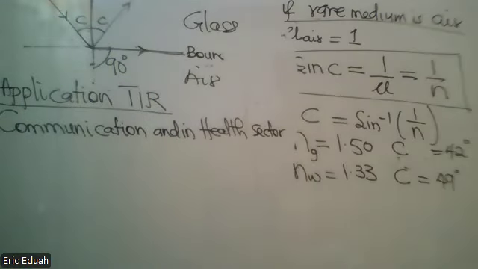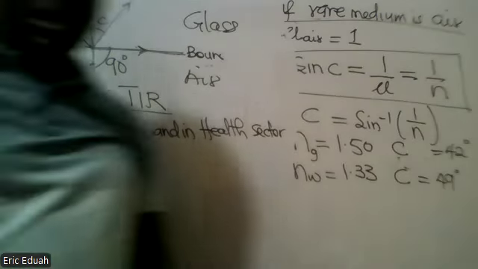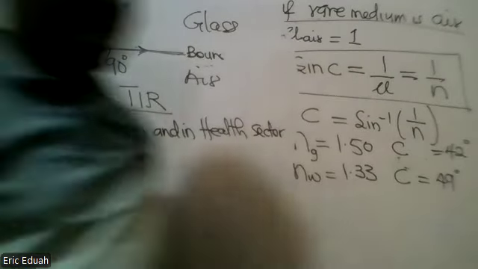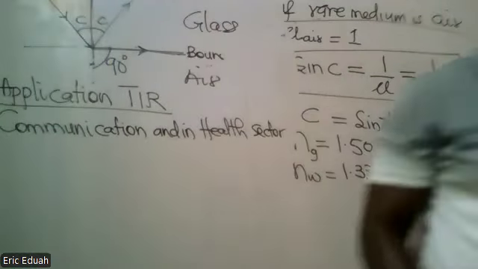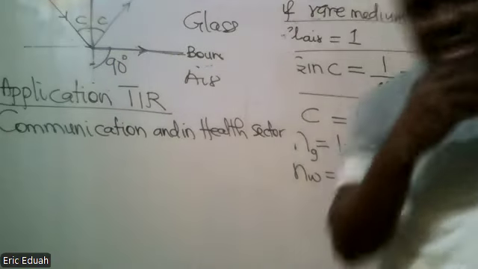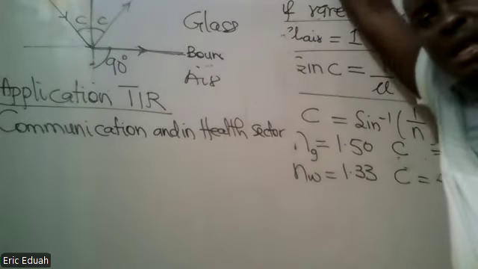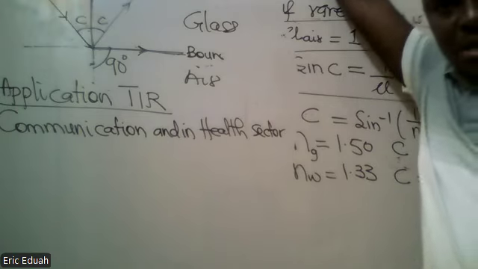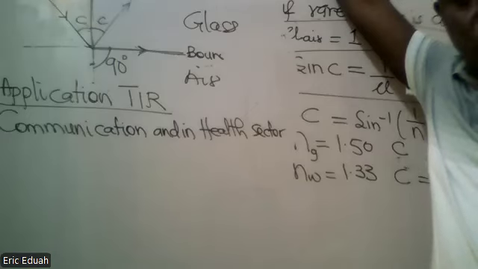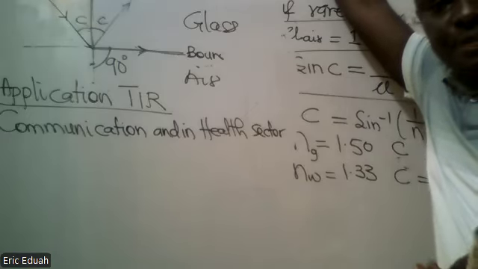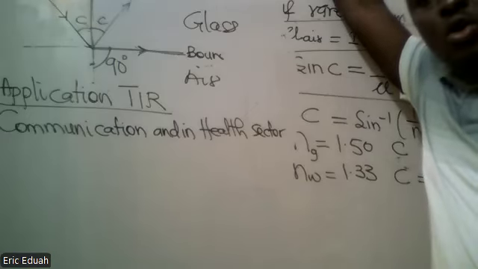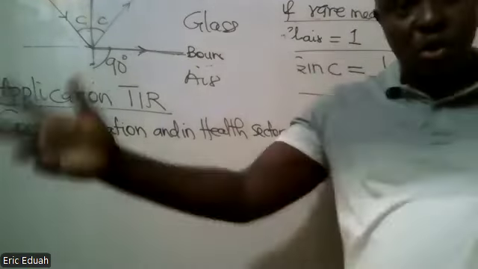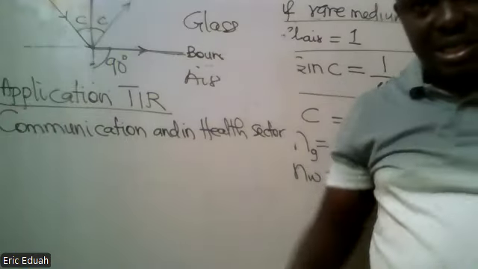What is it used for in communication? Total internal reflection is used to transmit data and voice signals with higher efficiency compared to transmitting voice and data signals on copper wires. The copper wires, household telephony, internet, and all that.